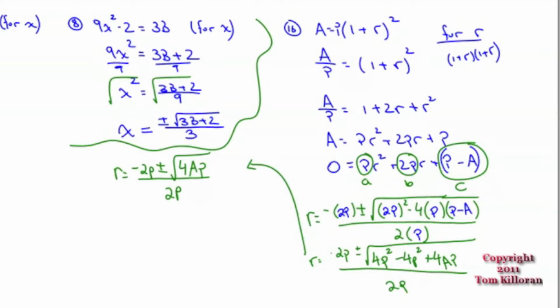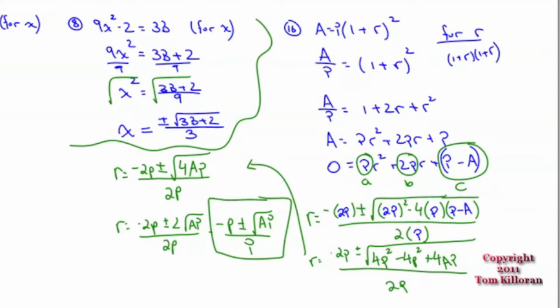But I'd rather you just worry about one thing. Kick the 4 out of the square root. The square root of 4 is 2. So this becomes R equals negative 2P plus or minus 2 square roots of AP, all divided by 2P. But now they all have a common factor of 2, so we can reduce it one last time. So negative P plus or minus the square root of AP, all divided by P. And there's your answer. And if you want, you could separate the P and have it as negative 1 plus or minus the square root of AP over P.